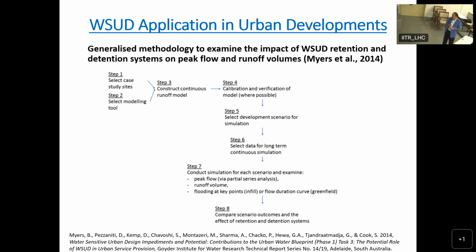So select a suitable modeling tool depending upon what you want to do. Some models are more focused on urban areas, some more on rural aspects, some have a combination of hydraulics and hydrology, and some are specific to either hydraulics or hydrology. So select a suitable model, then construct continuous runoff modeling.